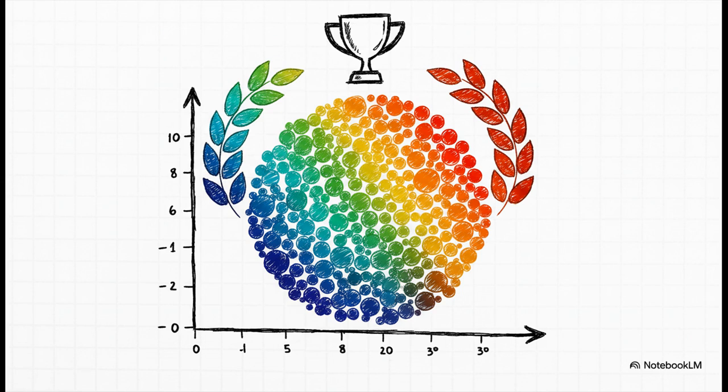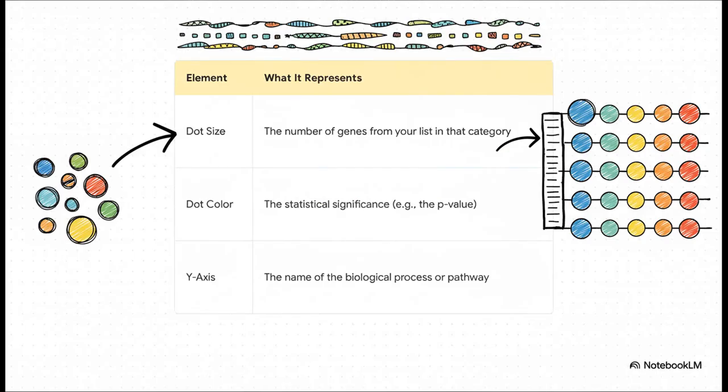And for enrichment analysis, the undisputed champion of the world is the dot plot. A dot plot is just so effective because it packs in a ton of information. Each row is a different biological pathway. The size of the dot tells you how many of your genes are in that pathway. Bigger dot, more genes. And the color, which usually goes from cool to warm, shows you the statistical significance. Basically, how likely is it that this happened by chance? So, in a single glance, you can spot the biggest, most significant stories jumping right out of your data.